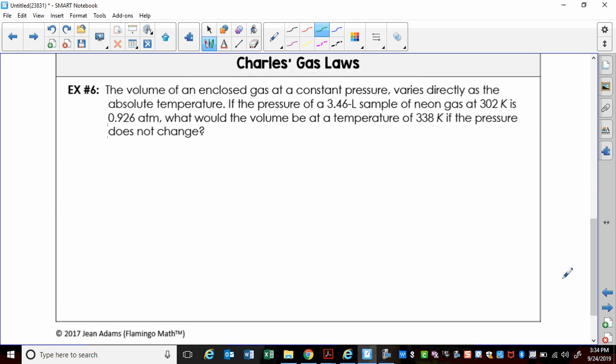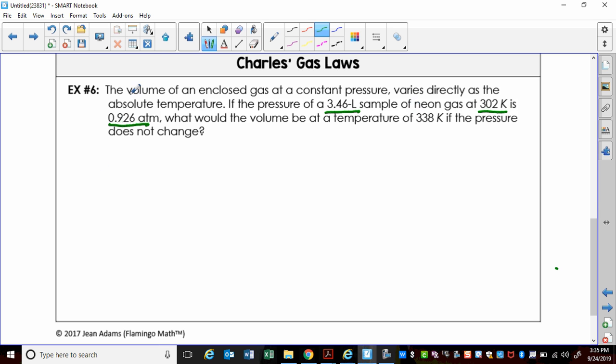All right, this is the last one I'm going to try today. I think this is the last one on your paper. It says the volume of an enclosed gas at a constant pressure varies directly as the absolute temperature. If the pressure of a 3.46 liter sample of neon gas at 302 Kelvin, this is degrees, is 0.926 atm, this is pressure, what would the volume be at this temperature?